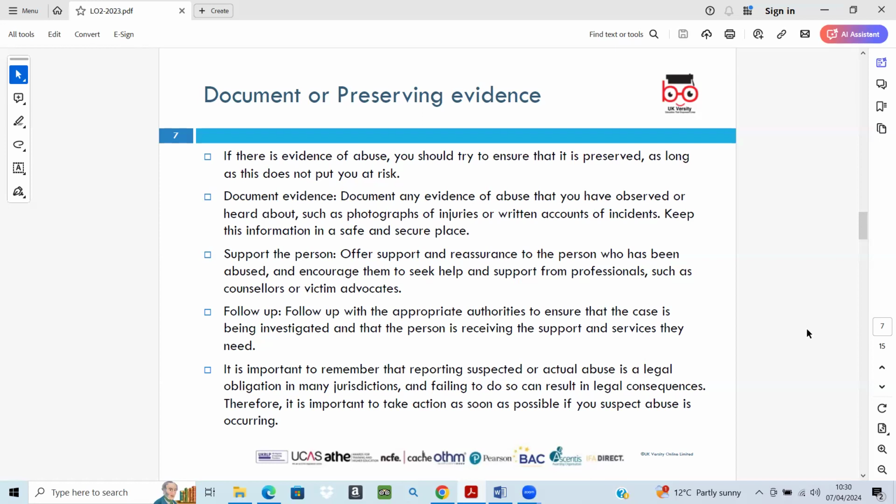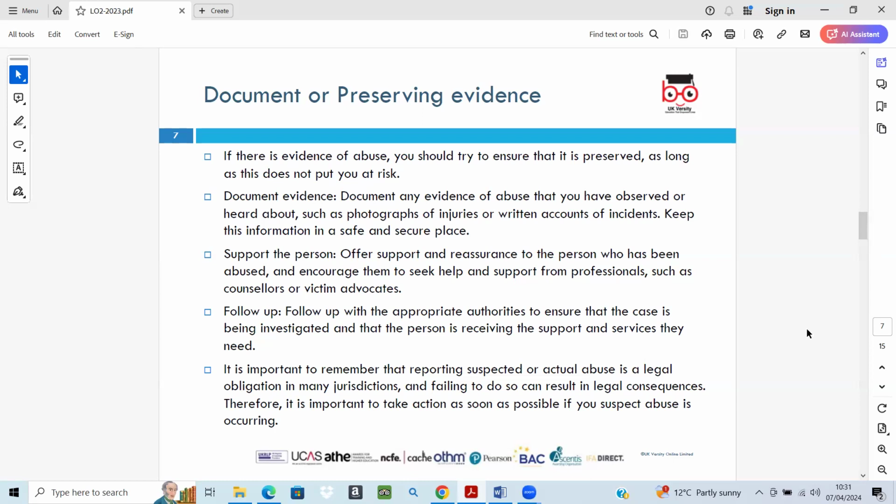Okay, so what we will do in case of any abuse which is evident, we will preserve the evidence. If there's evidence of abuse, it's important to try to preserve it as long as doing so does not put you at risk. This could include physical evidence such as clothing or objects related to the incident.